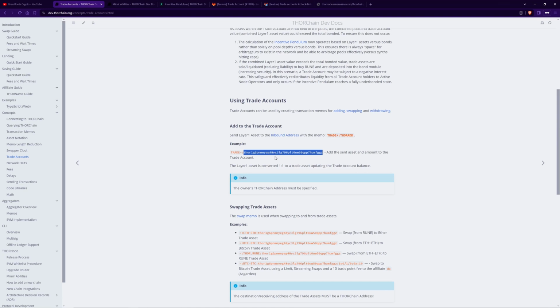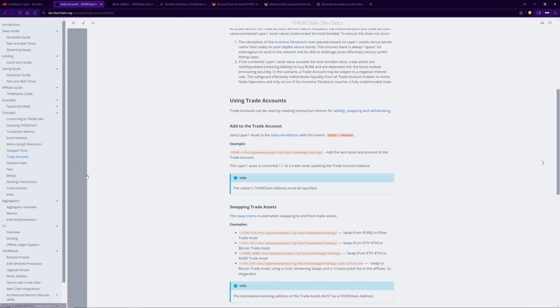As I said before, the L1 asset is then converted one-to-one to a trade asset, and then we'll update the trade account balance. We'll look at how to check that in a moment. As I said before, the owner's THORChain address must be specified. It's very important. In order to swap, you're going to be utilizing the existing swap memo, and there's no real change. You're just using a different asset notation here.